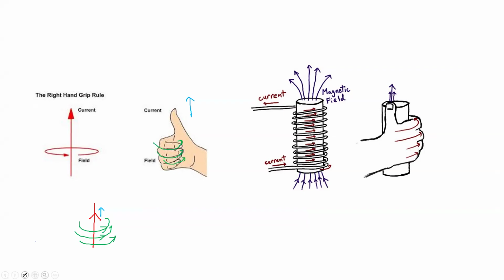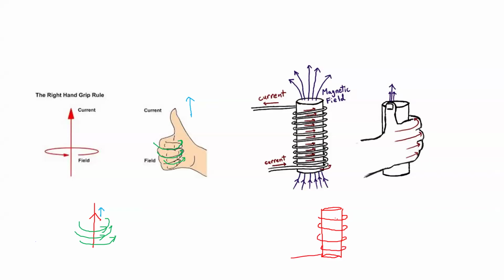Now, suppose you have a solenoid on top of which you have wound coils of the conductor. In this case, how will you apply the right hand thumb rule? For applying it, you will curl your four fingers in the direction of the current which is flowing through the coil. Let us say this is the coil like this.